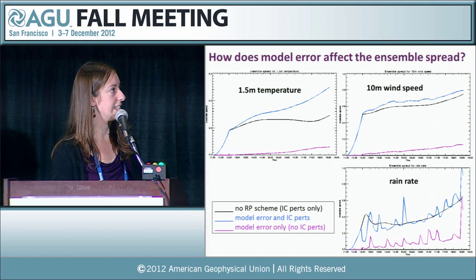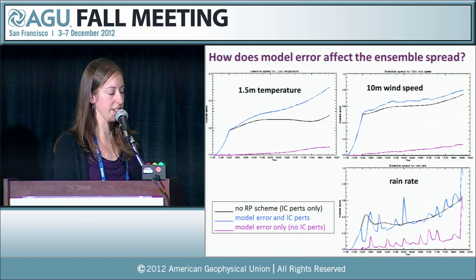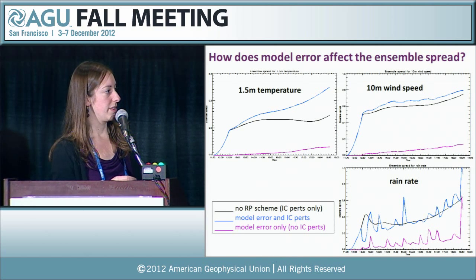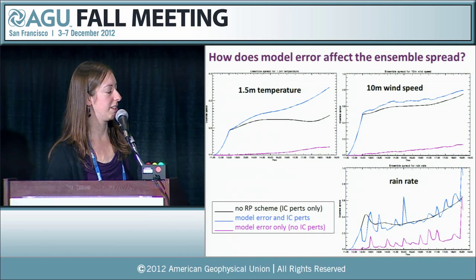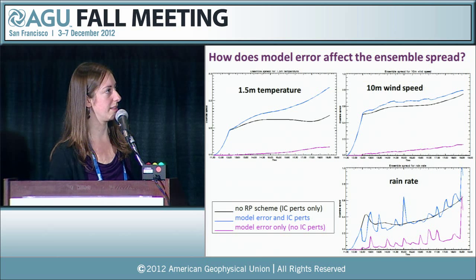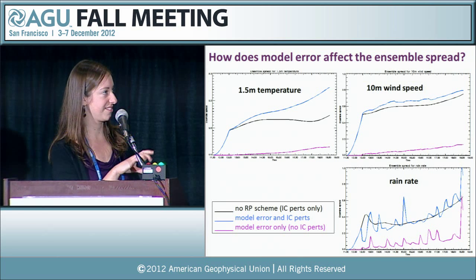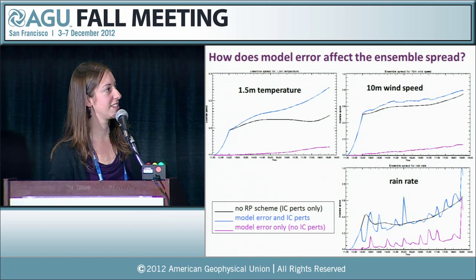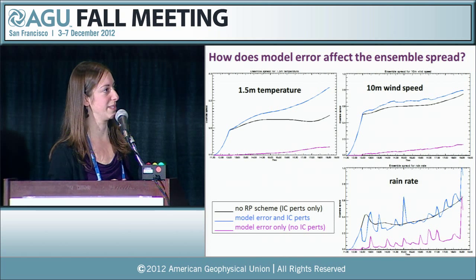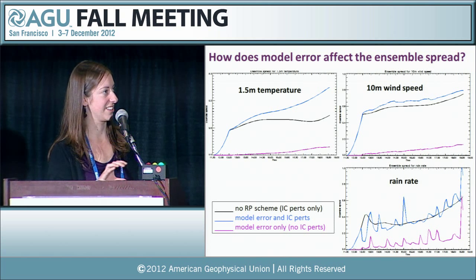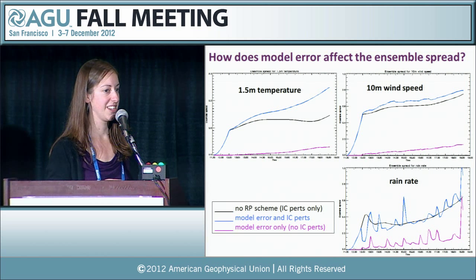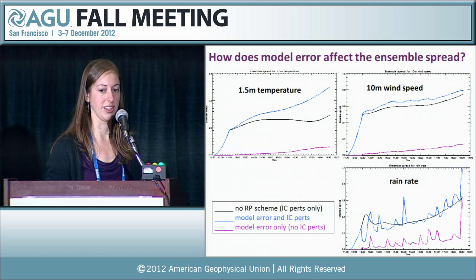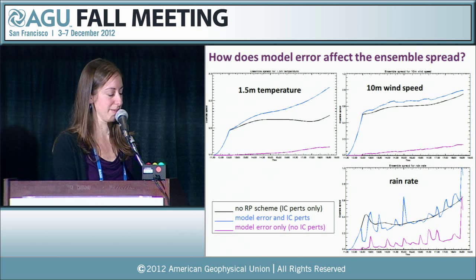So what you can see is that in the top 2 plots, adding model error has increased the spread compared with the control ensemble. And in temperature, this actually continues to increase throughout the forecast, whereas in the 10-meter wind speed, this has a fairly constant effect. From the pink lines, you can see that model error alone does have some effect, but this is much smaller than the effect of initial condition perturbations.